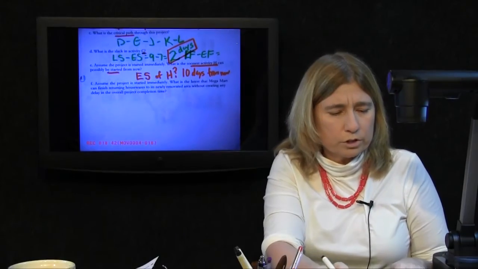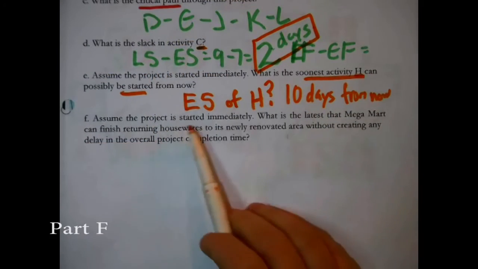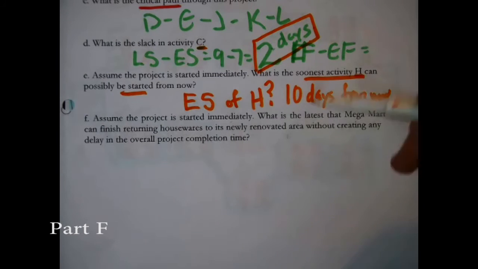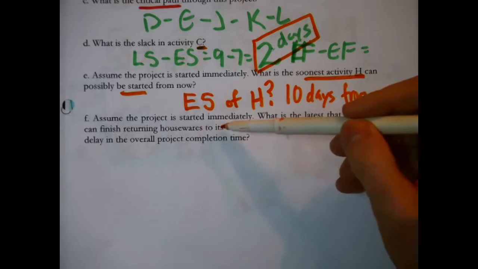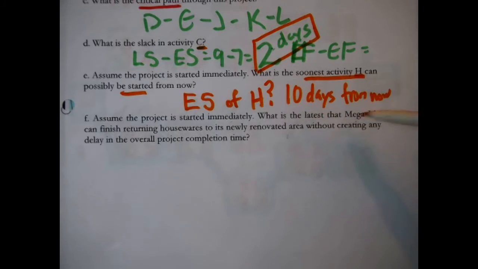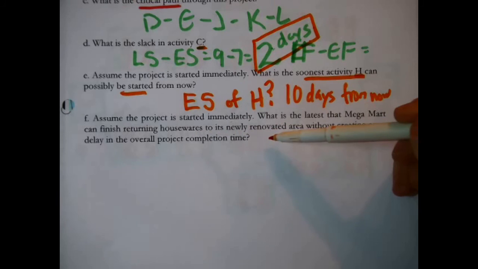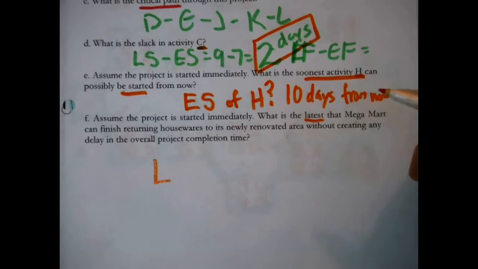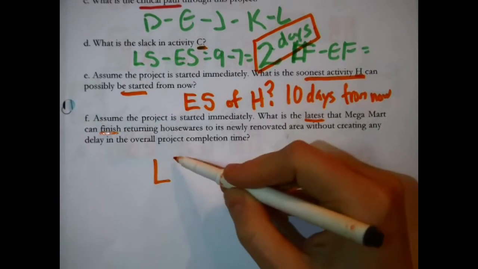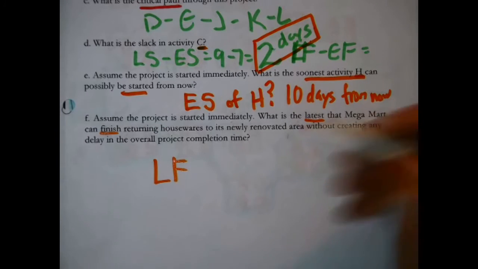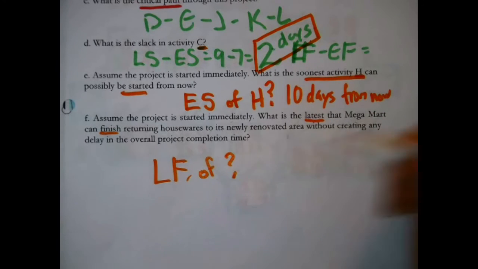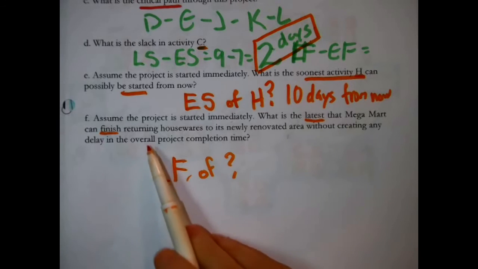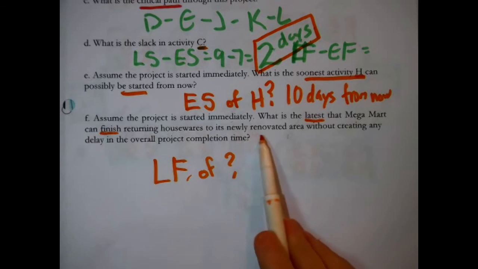Okay, one last question. Assuming the project is started immediately. Yes, okay, right now. What is the latest that Megamart can finish returning housewares to its newly renovated area without creating any delay in the overall project completion time? Okay, what is the latest? It's asking for one of the L timings, so to speak. It's asking for a late finish time. A late finish time of who? It's giving us the description, returning housewares to its newly renovated area.